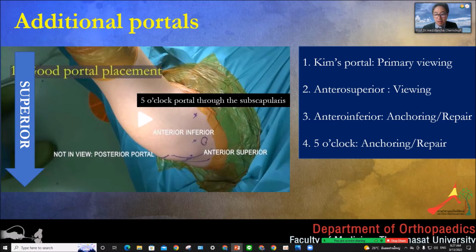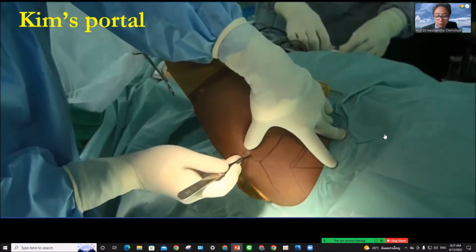We have the posterolateral portal. My posterior portal is not like the routine shoulder posterior portal. We move it a bit lateral. We call this Kim's portal. And we have the anterosuperior, anteroinferior, and 5 o'clock portals. So we have a total of 4 portals, right?